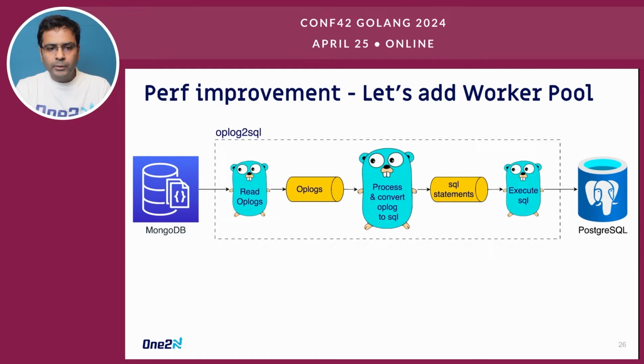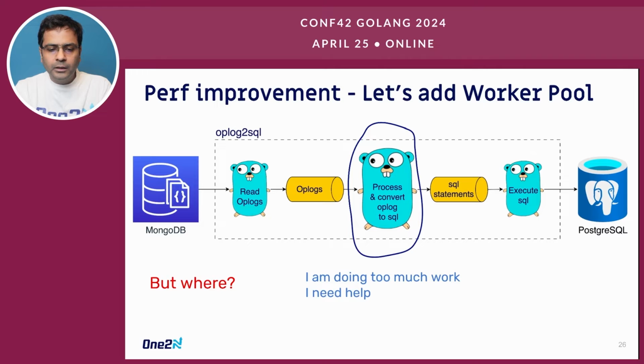Typically, if you think about it, we can probably add some worker pool to be able to speed up things. But where? Which parts of the program can we parallelize? Where can we add concurrency? Typically, the process and convert oplog to SQL Go routine seems like it's doing too much work and could use some help.